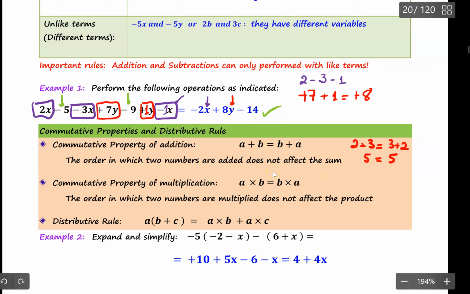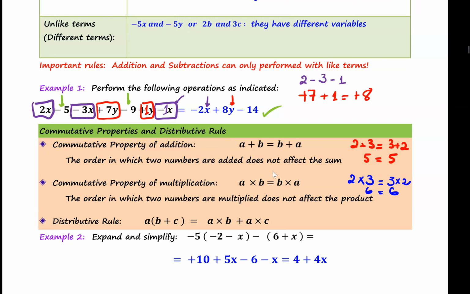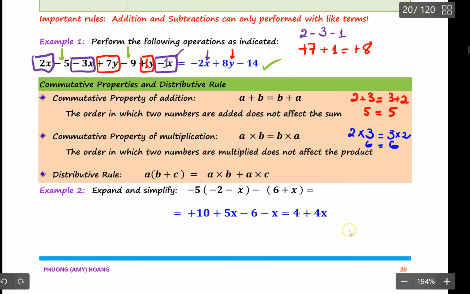So in this case, if I take 2 times 3, let's say I let a equal 2, b equal 3. So 2 times 3 is the same thing as 3 times 2, because in both cases I have 6 equal to 6. Alright, okay. So let's talk about the next important rule. It's called the distributive rule.